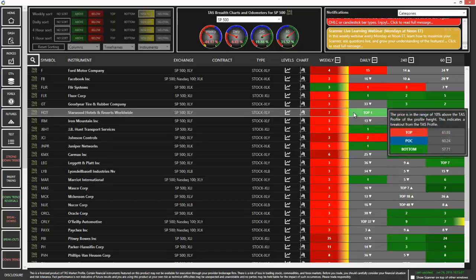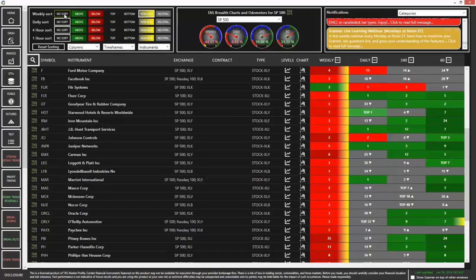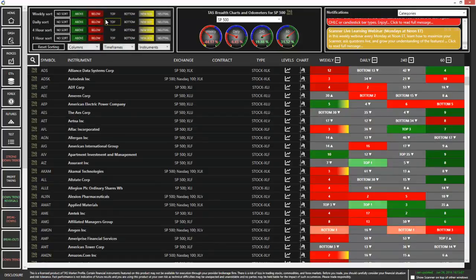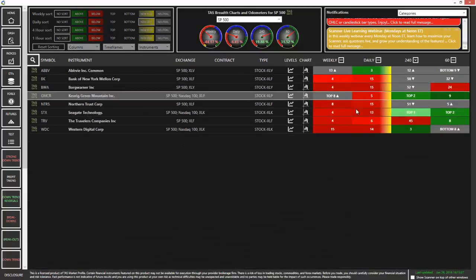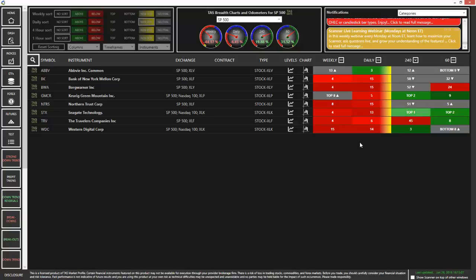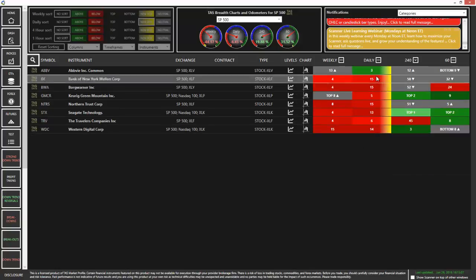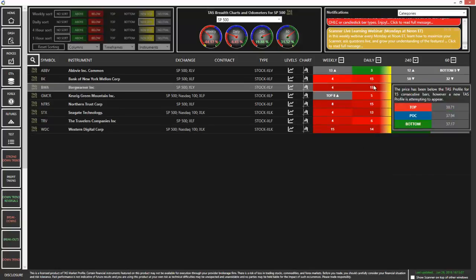So let's actually go back into the scanner. Let's kill that sort, and let's go into our daily. And let's actually look at daily new profiles attempting to appear. Now, again, guys who are trading on different time frames want to look at this scanner in a different light when it comes to what you are going to focus on.